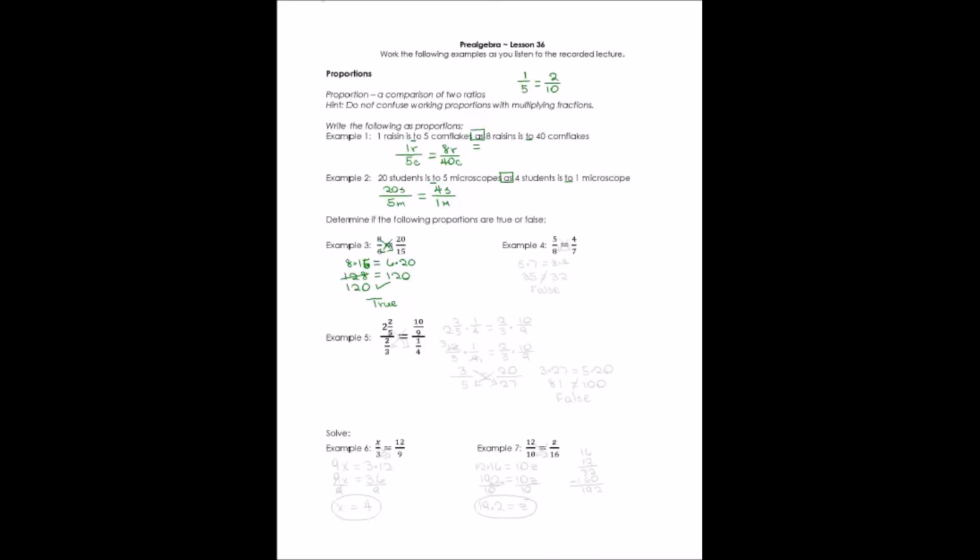Let's check number 4, or example 4. We're going to cross-multiply again. We're going to say 5 times 7 equals 8 times 4.